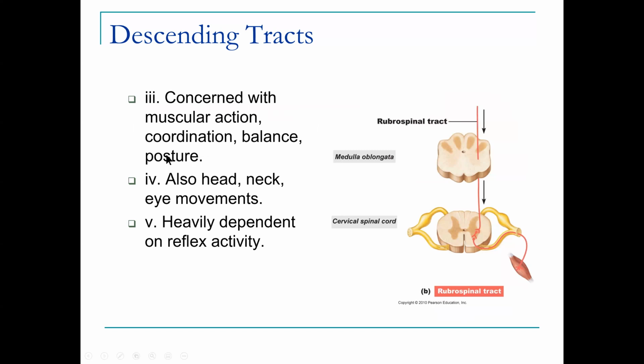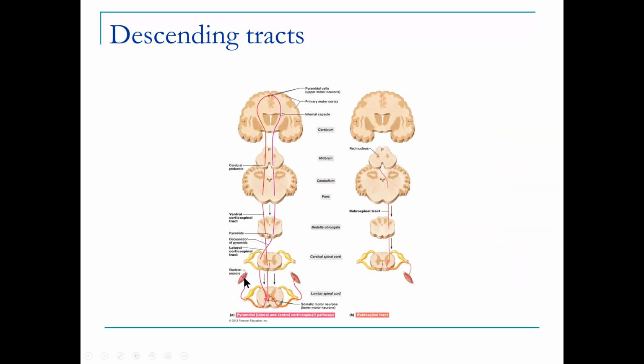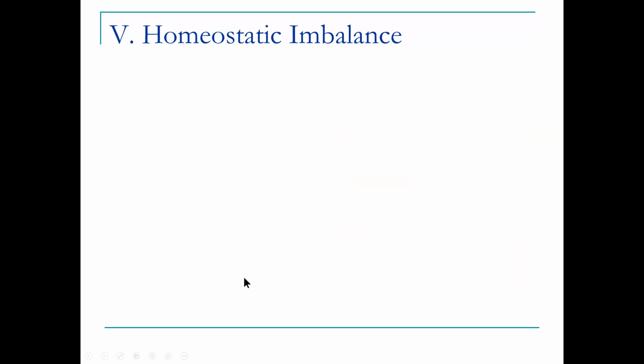It's concerned with muscular action, coordinated balance, and posture. Also head, neck, and eye movements, heavily dependent on reflex activity. And notice it's going down the anterior horn too. And this is one of the descending tracks. So that's all we're going to talk about. If you were in a face-to-face class, you'd have 3 ascending tracks and 2 descending tracks. You wouldn't have to follow the pathways. You just need to know whether it decussates or not. It's a moot issue since you're going to have open book, open notes.